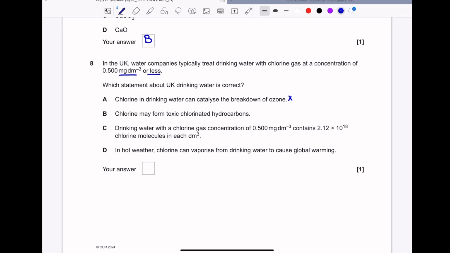Second one is chlorine may form toxic chlorinated hydrocarbons. Yes, this could be an issue, which is it's a carcinogenic compound, so it's a risk of causing cancer. So then that would leave us with B as the answer, as that is the only correct statement.